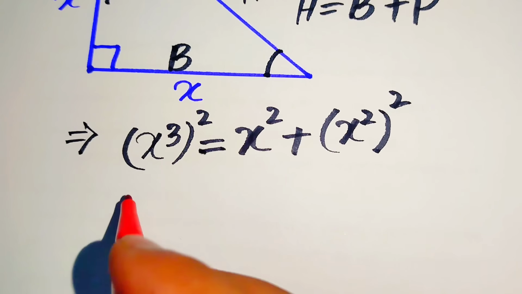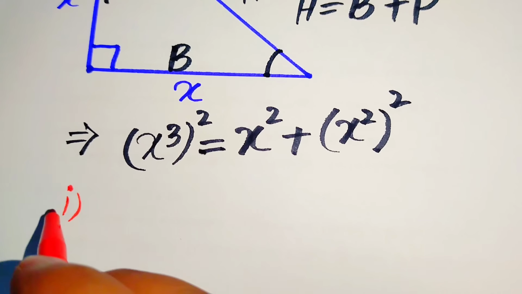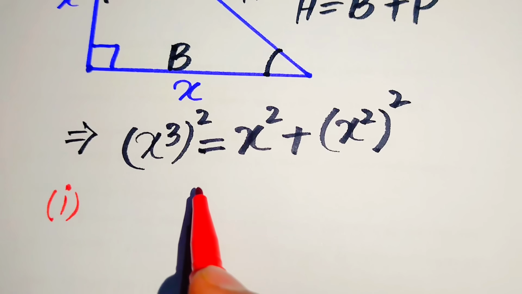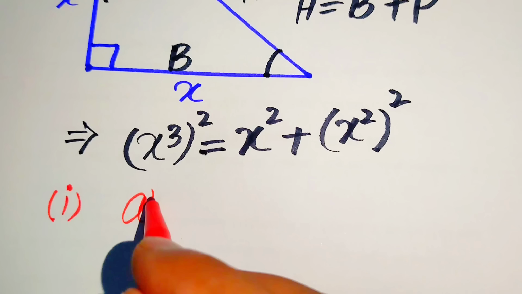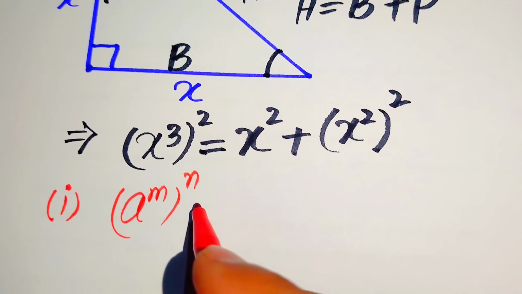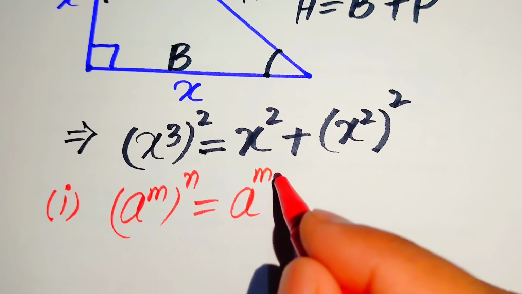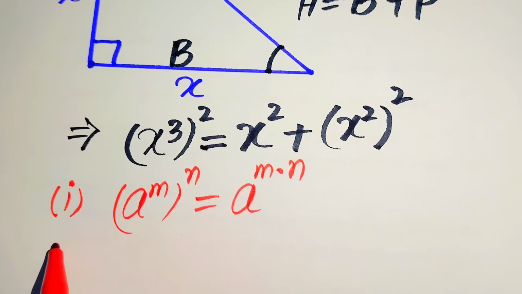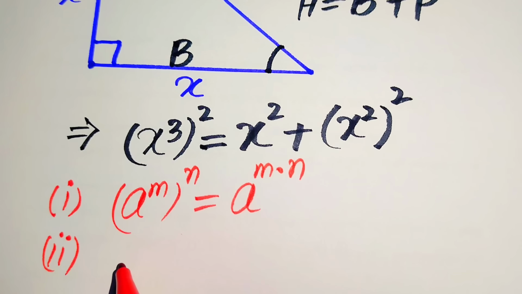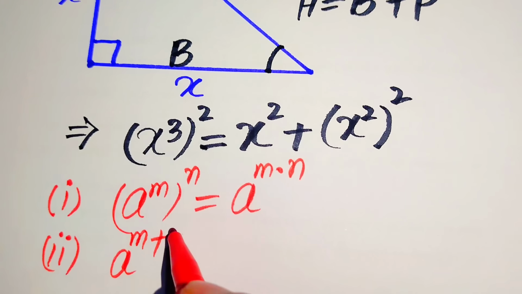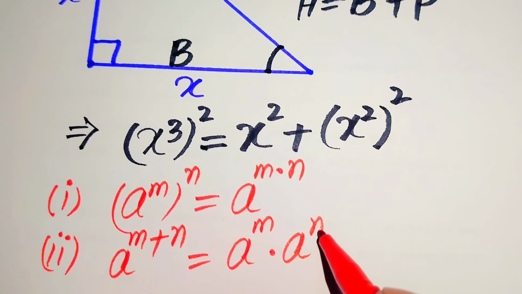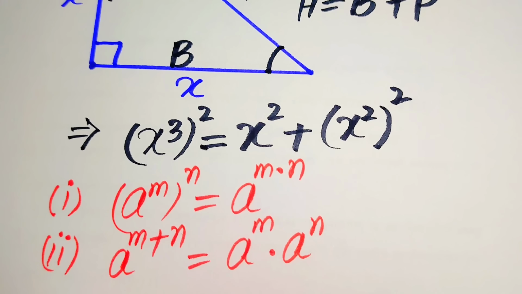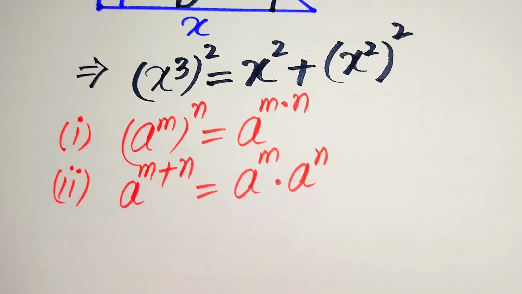We need two rules. The first rule we use here and the second rule we use in the next step. According to the first rule, if you have a to the power of m to the power of n, this equals a to the power of m multiplied by n. And the second rule of exponents: if we have a to the power of m plus n, it equals a to the power of m multiplied by a to the power of n. According to these rules, we first rewrite the above equation in this form.